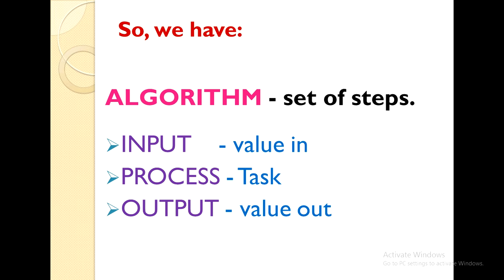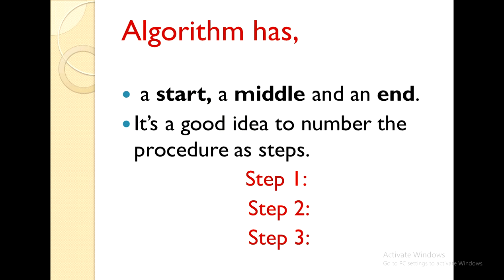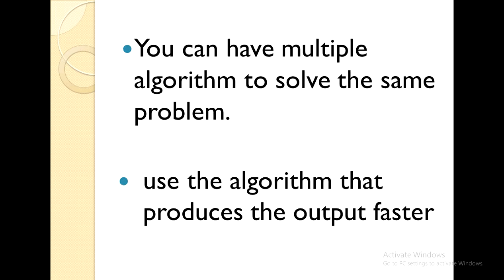So we have said that an algorithm is a set of steps. We have 3 things involved: input, process, and output. Input is the value you put in. The process is the task that you take, and the output is the value that comes out. In algorithm, there must be the start, a middle, and the end. And it is a good idea to number the process as steps. So you say step 1, 2, 3, 4. You name them as step 1, step 2, step 3, step 4, like that.